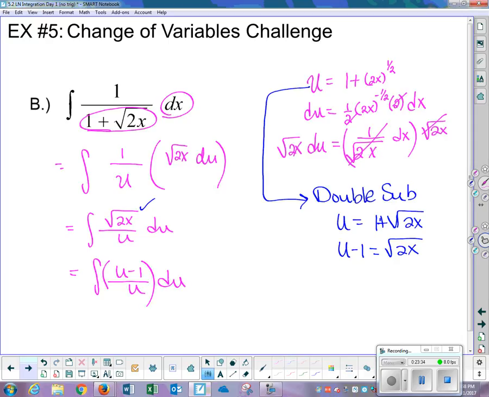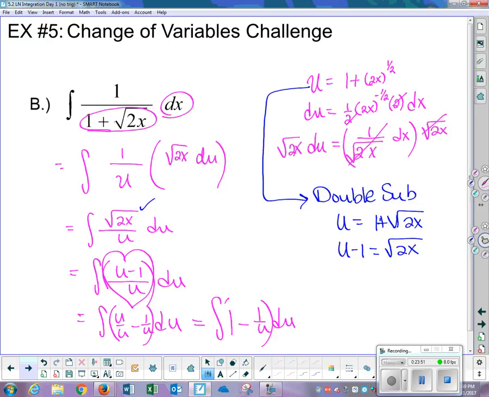This is still not easy. Okay, let's simplify this. U over u minus 1 over u du. See where this is going? That's going to give me 1 minus 1 over u du. Integrate each term separately with respect to u. That's going to give me u minus natural log absolute value of u plus c.